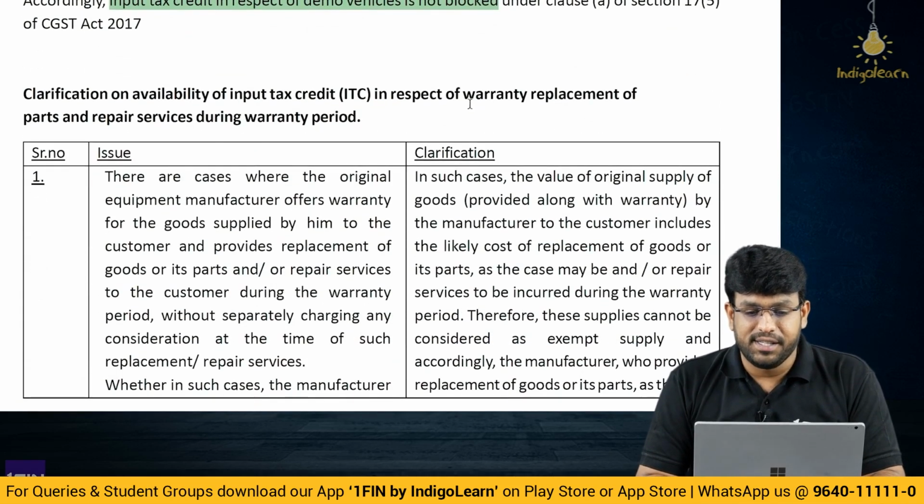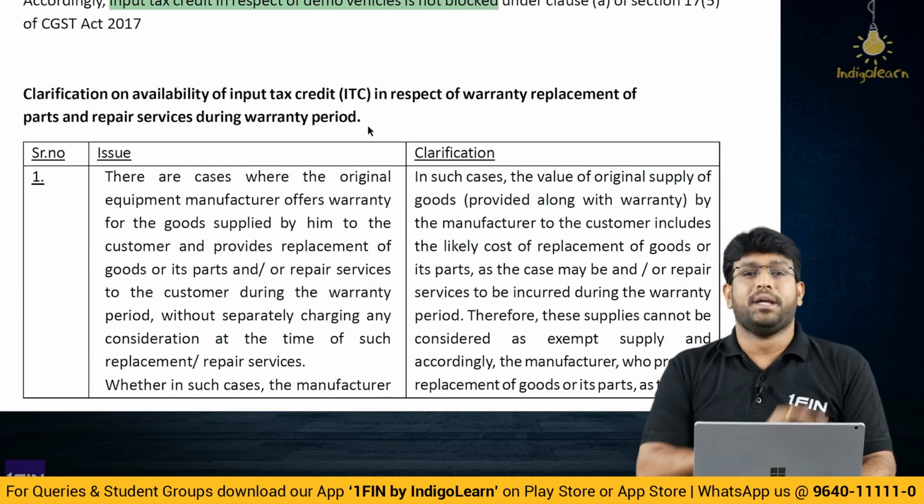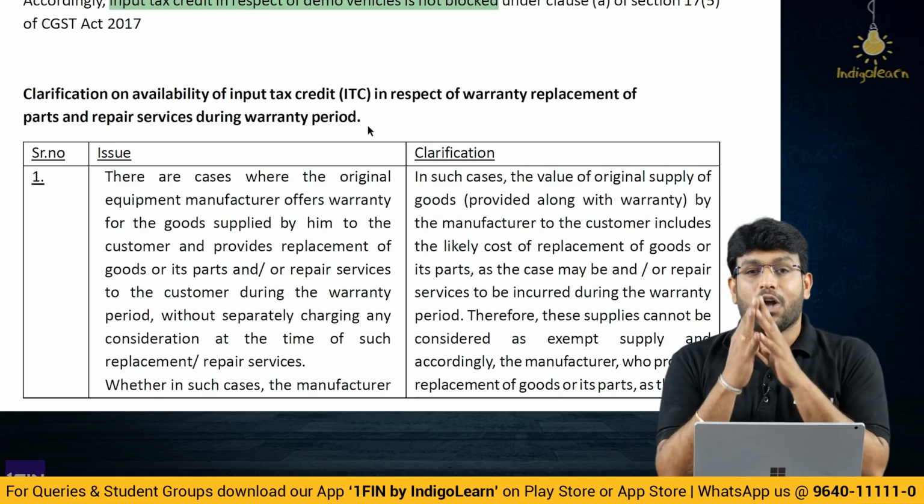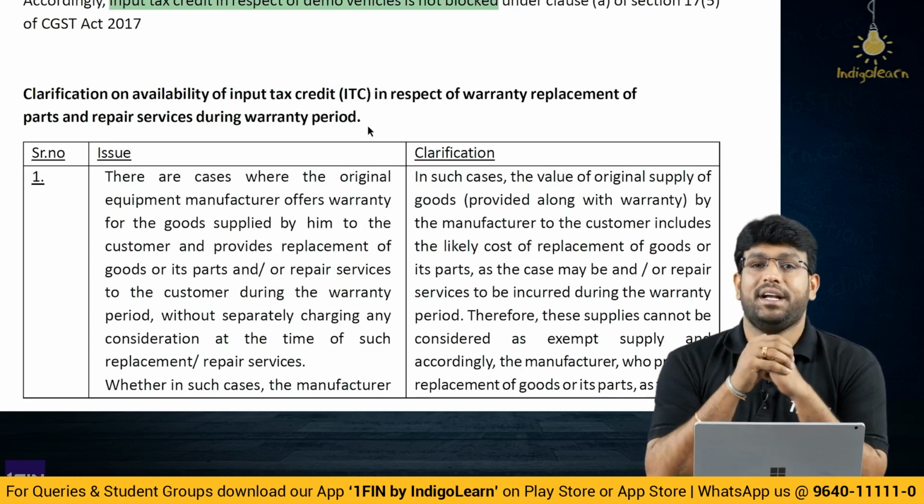Clarification on availability of ITC in respect of warranty replacement of parts and repair service during warranty period. First, let me explain to you what is the logic behind this, then we'll dig into the details.